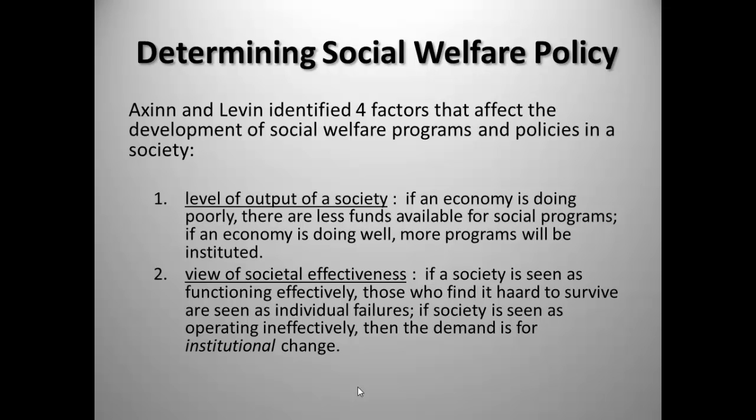When do we get new programs? When do we not? When is there support for programs being established, and in what conditions are there conditions that don't support them? And so these 4 factors are, first, the level of output of a society. If an economy is doing poorly, there are fewer funds available for social programs, and so there will be fewer social programs. If the economy is doing well, more programs will be instituted because there's more money out there.